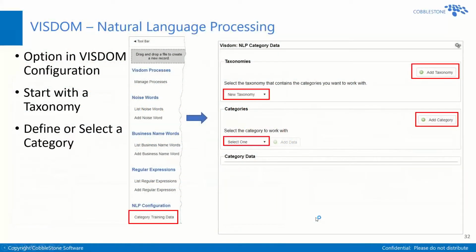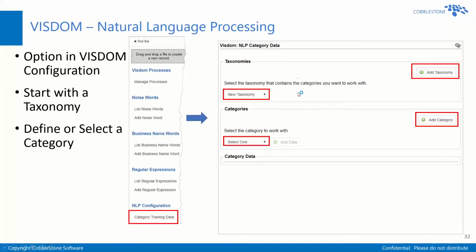Also available to us is natural language processing. This is another option inside Visdom configuration. And this is broken down into two major areas, taxonomies and categories. Our taxonomy is the overall collection of a set of categories. Each category is typically a different clause type. So an assignment clause versus a governing law clause, for example, they would be categories.